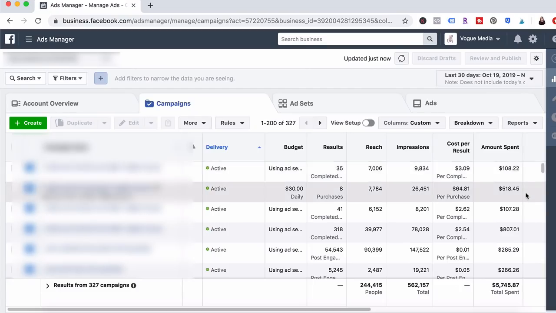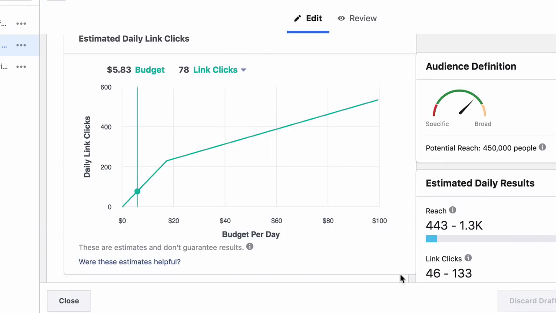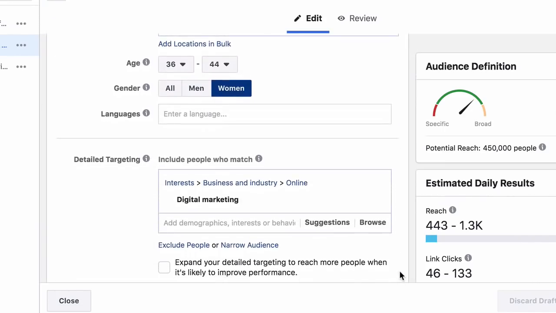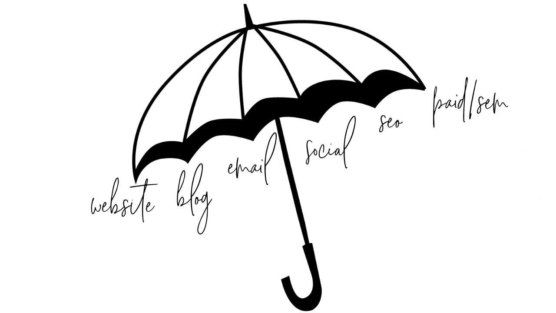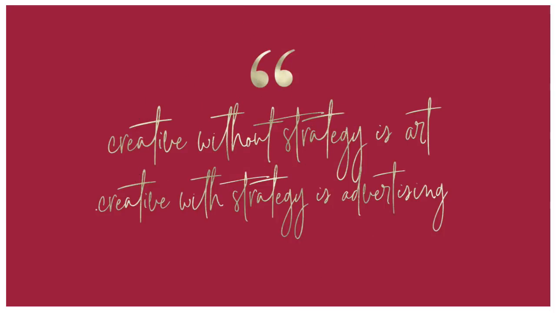And how are you going to get these people to your website? Well, running a paid ad campaign using Facebook or Google Ads or any other social media network can help drive visits to your website. But if you don't have a proper sales page in place or a proper digital follow-up funnel set up, then it's a waste of money to run paid ads. Here's the other thing you need to know about paid ads. There's a saying in the industry, creative without strategy is called art. Creative with strategy is called advertising.